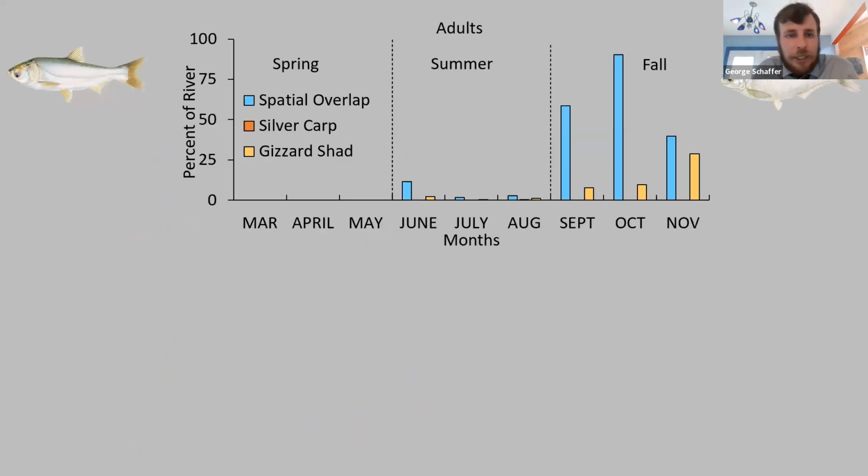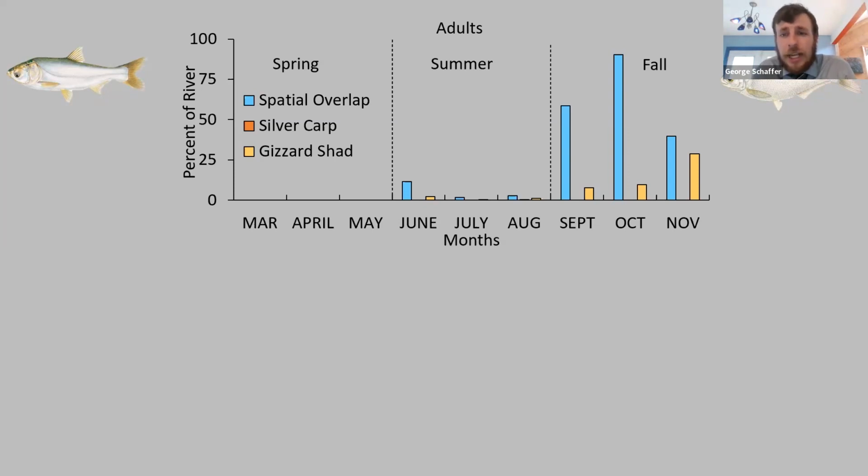So then looking at spatial overlap, on the y-axis, we have percent of river. On the x-axis, we have our months. The blue bars represent the total percent of the area that was considered spatially overlapped. So this is the same areas that are considered high quality for both silver carp and gizzard shad, whereas the orange bars represent the percent of the river that is high quality for silver carp only, and the yellow bars represent the percent of the river that is considered high quality for gizzard shad only.